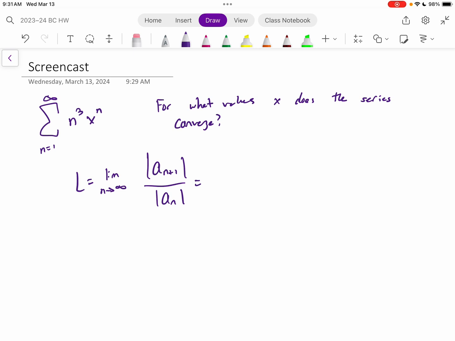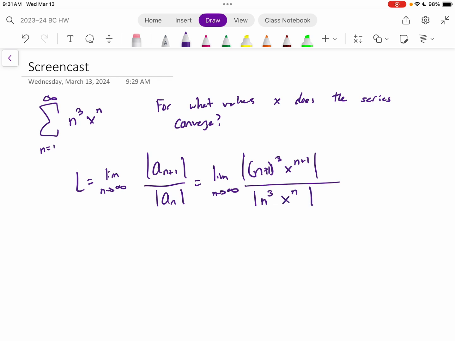So if we think about what the n plus first term is for this particular series, we're going to see something like (n plus 1) cubed times x to the n plus 1. And we've got to throw some absolute values on that because, again, we don't know, x could be negative. If x is negative, we need those absolute value bars or else we're going to get ourselves into trouble. And then we have n cubed here on the bottom times x to the n.